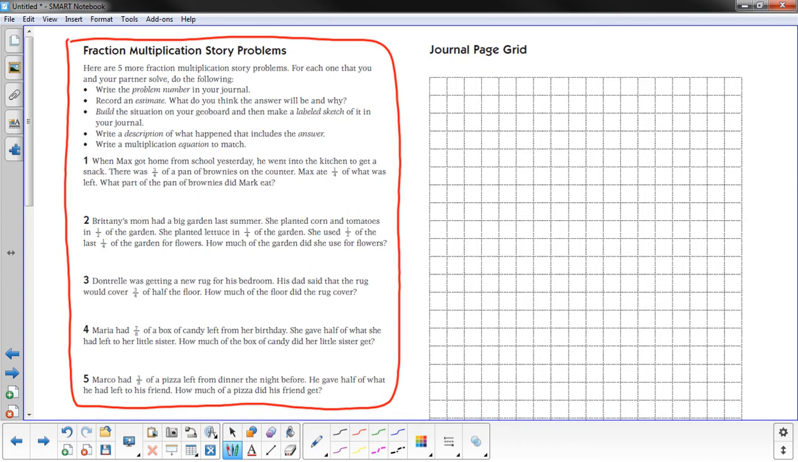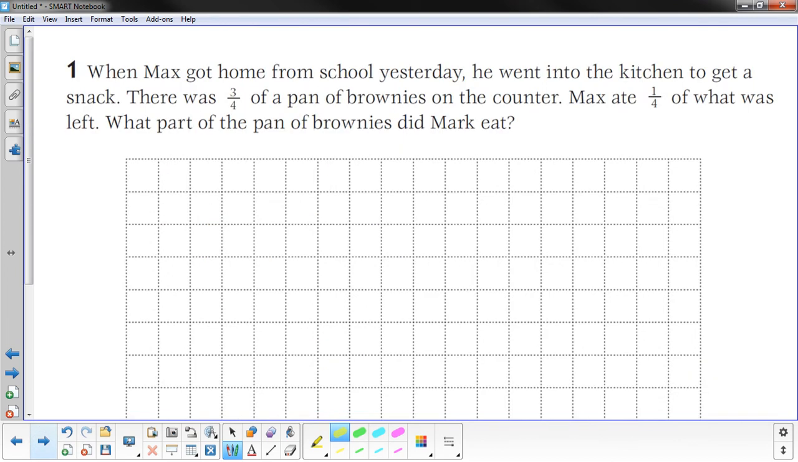And I'll be using graph paper to show the visual representation of what you're doing, because one of the important parts of this worksheet is actually showing your work visually as a picture. Let's see, it says right here labeled sketch in your journal. So it says build the situation on your geoboard, then make a labeled sketch of it in your journal. So I'm going to be drawing that to explain what's going on. That's really important to get that concept. So let's get started. Number 1.